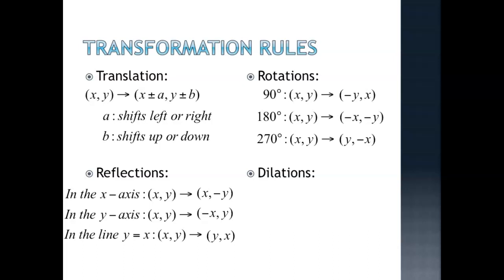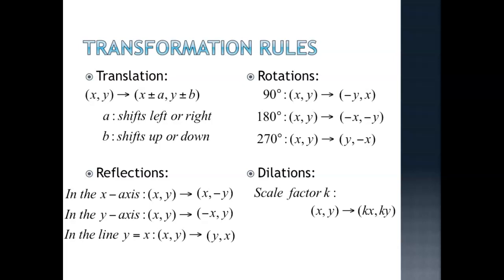All right, and lastly we have dilations. When you have a dilation, you'll have to be working with some scale factor of k. Now, if k is bigger than 1, that means your transformation is going to become larger. If it's smaller than 1, then it's going to become smaller. So if you have x, y, all you'll simply do is multiply both x and y by your scale factor k.